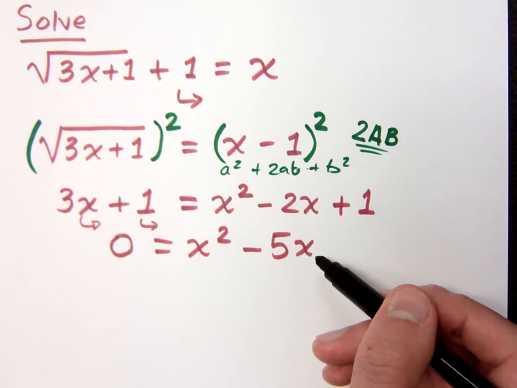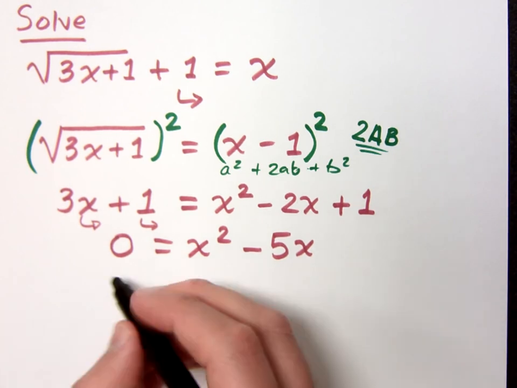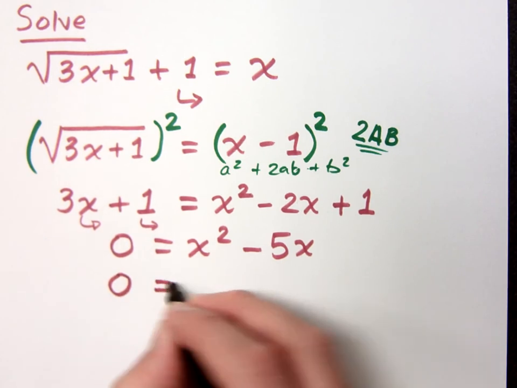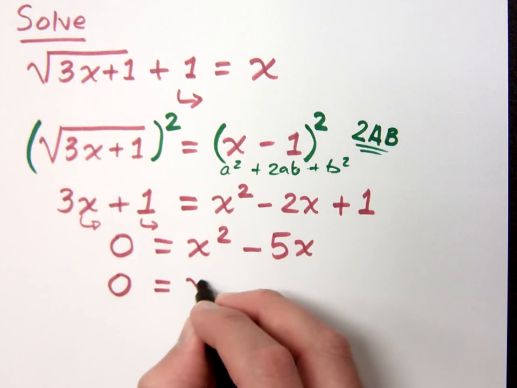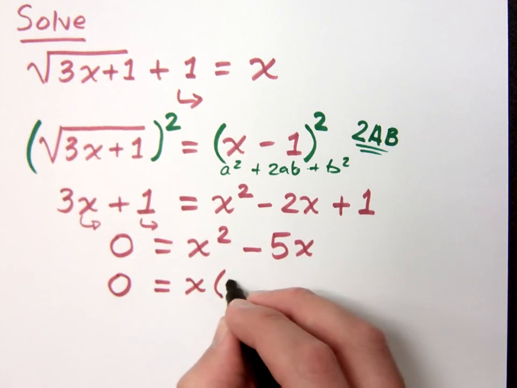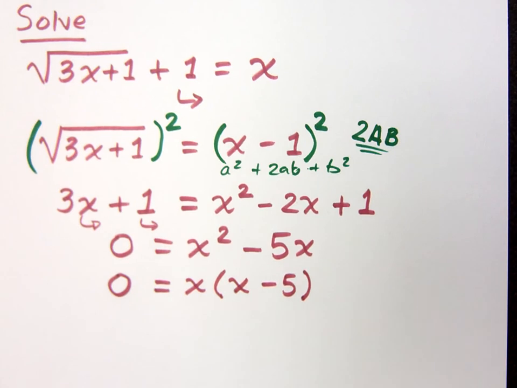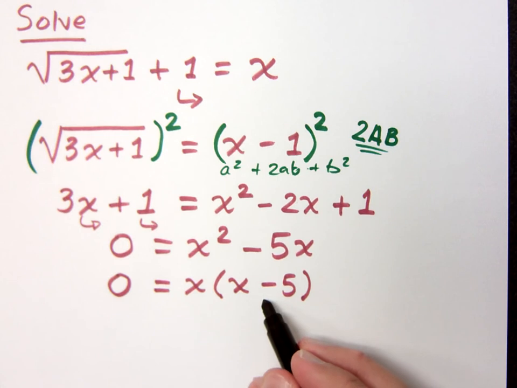Now I'd like to try to factor this. As long as we remember that the first thing we do when we factor is take out the greatest common factor, we'll be in good shape. So the GCF here is x. When I factor that out, I get x minus 5. And this guy is factored completely. There's nothing else I can do with the x minus 5.